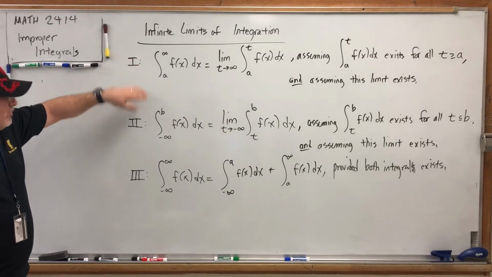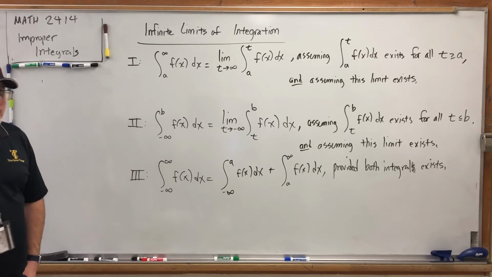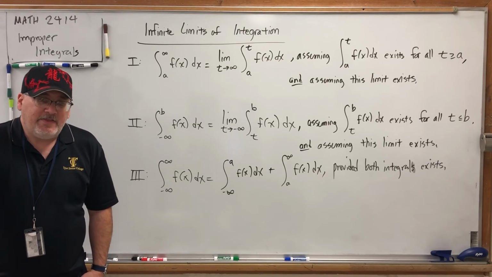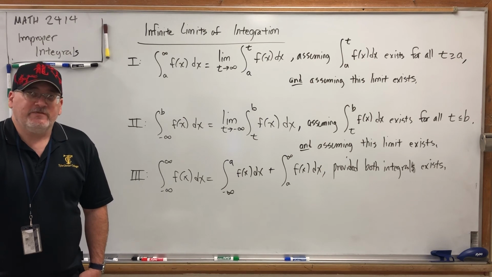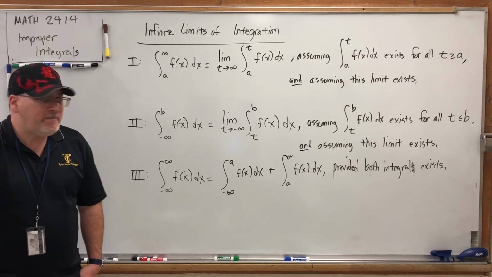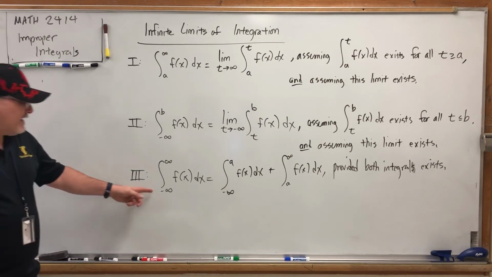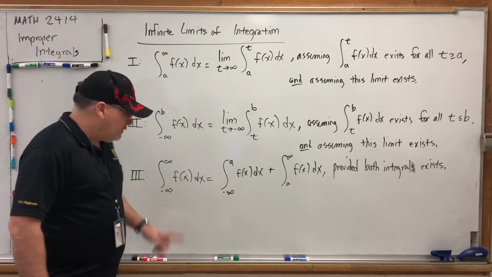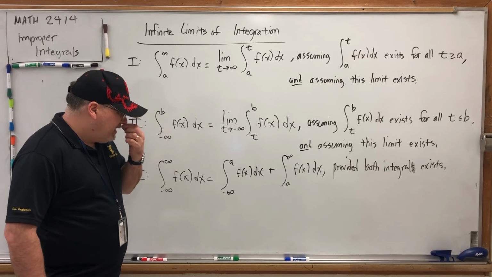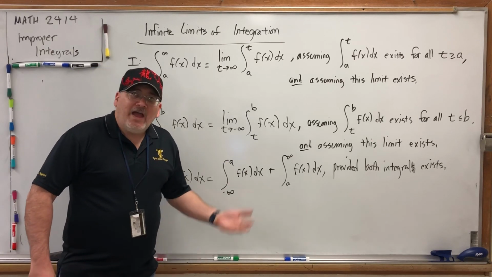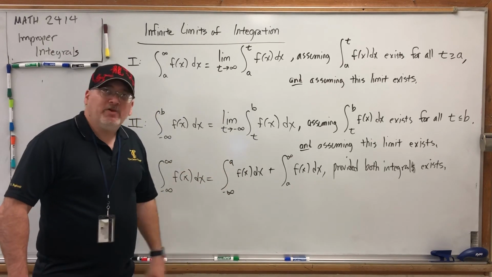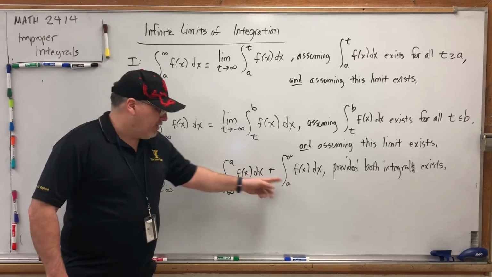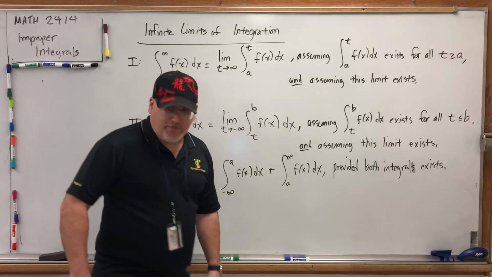If there's a single infinite limit of integration, replace it with a variable, complete the definite integral, and then take the limit as t approaches infinity or negative infinity accordingly. And if we're going from negative infinity to infinity, then we pick any number between negative infinity and infinity, split the integral there, and then work out both of those separately and combine the results if they exist. By the way, if you can pick any number at all, I usually pick a convenient number like 0.